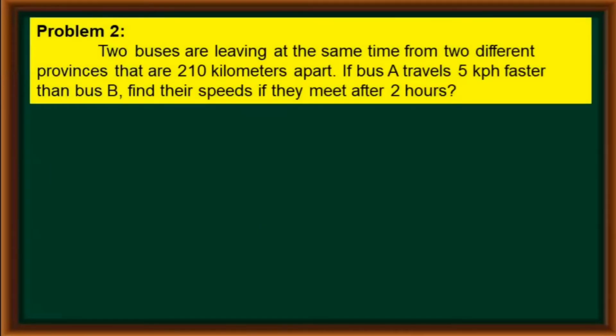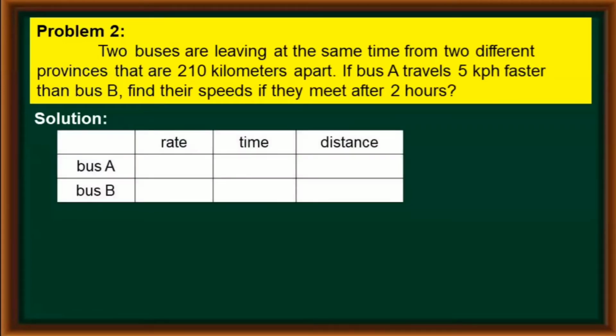Let's proceed to our second problem. Two buses are leaving at the same time from two different provinces that are 200 kilometers apart. If bus A travels 5 kilometers faster than bus B, find their speeds if they meet after 2 hours. We start again with creating a table to summarize the given data in our problem.